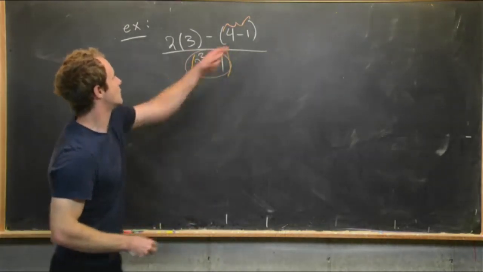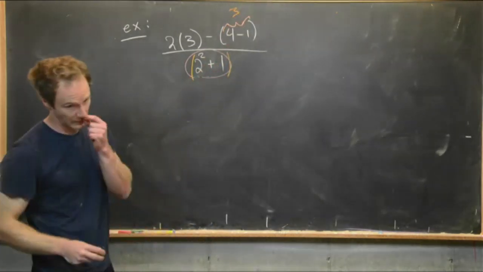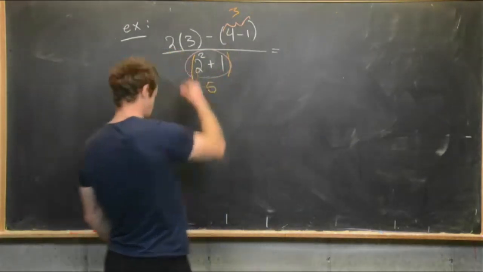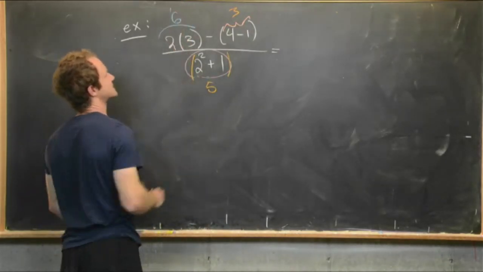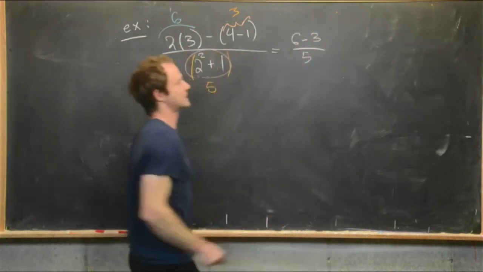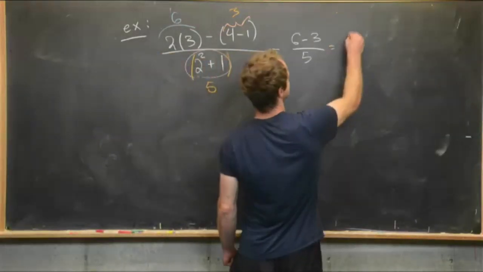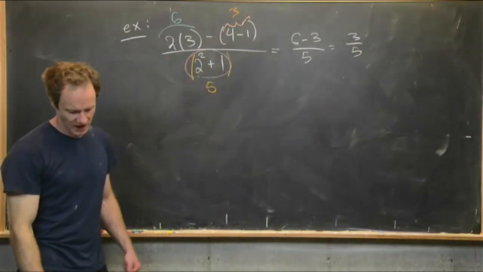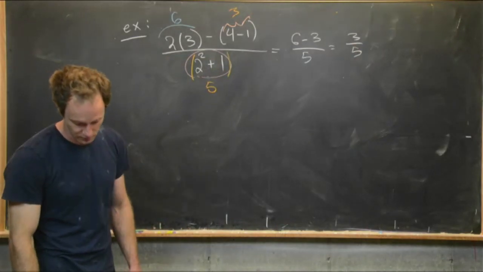Okay, so 4 minus 1, that's 3. And then 2 squared plus 1, so that's 4 plus 1, which is 5. Now let's rewrite this. While we're at it, 2 times 3 is equal to 6. So that gives us 6 minus 3 over 5. 6 minus 3 is 3, so we get an answer of 3 over 5. And then you might want to put this fraction in lowest terms, but there's nothing you can do. It is in lowest terms already.